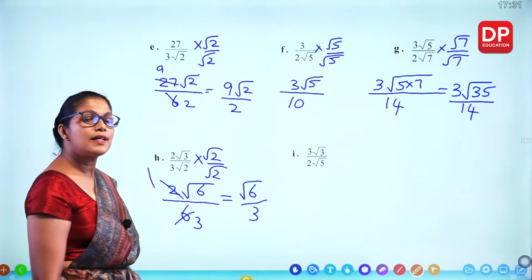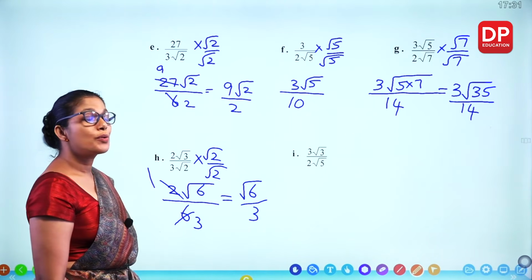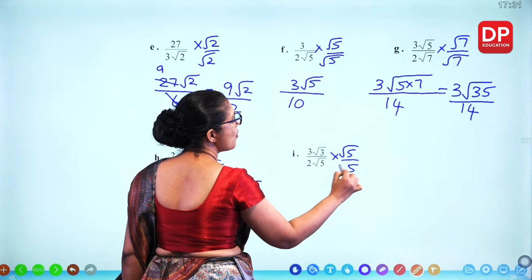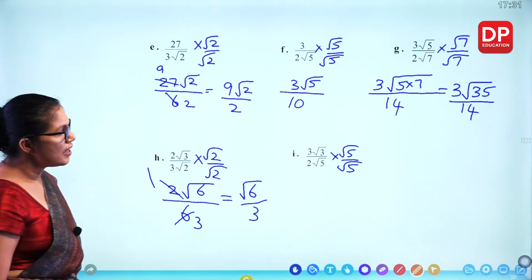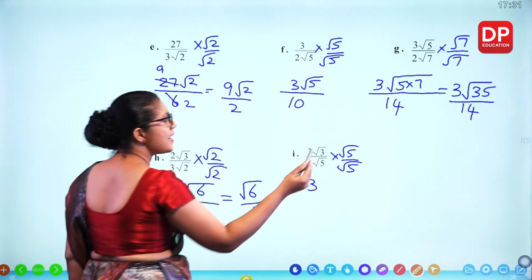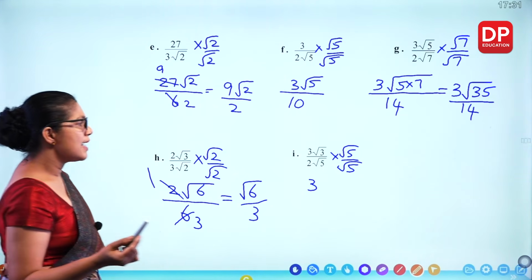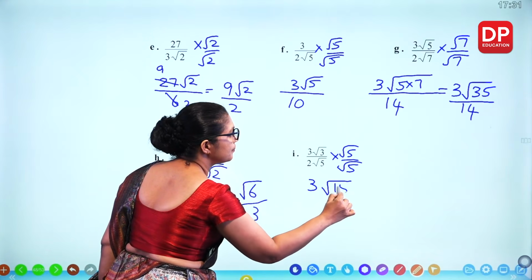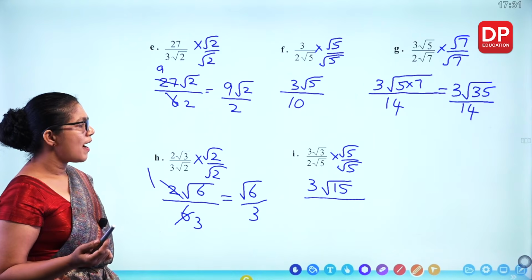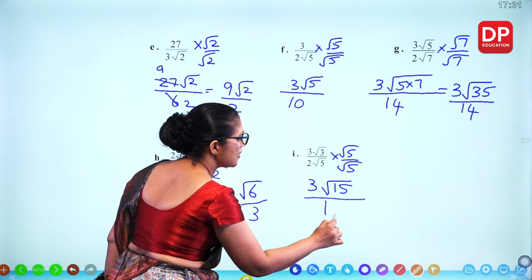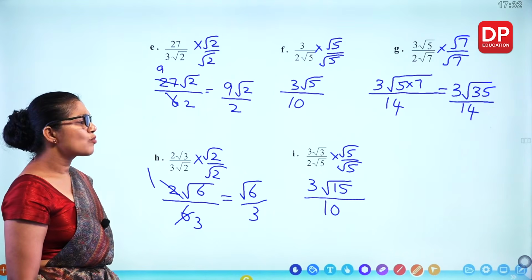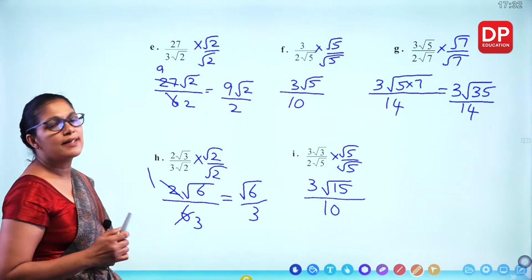This one, what's the surd value in the denominator? You get root 5. So what I can do, I can multiply both the numerator and the denominator by root 5. So what you get? 3 root 3 and root 5 I can write as root 15. What about the denominator? Root 5 times root 5, 5. 5 times 2, 10. Can I simplify further? 15 I can't write as a square number. So you have to keep it like that.